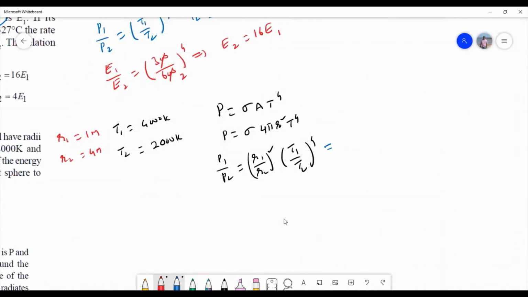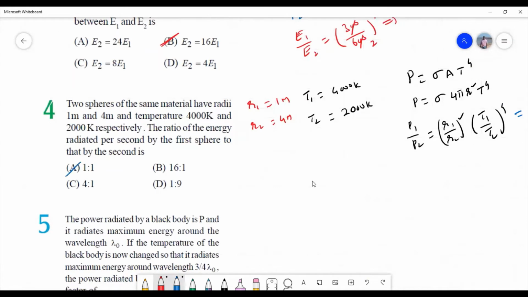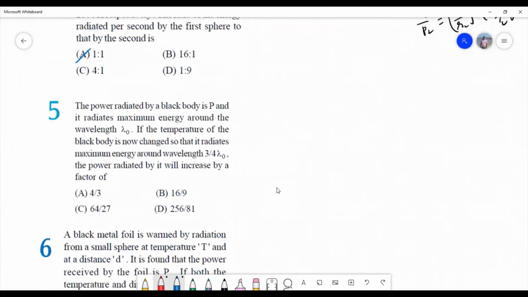So that implies R1 by R2 is 1 by 4 whole square into 4000 by 2000 whole power 4. So nothing but 1 by 16 into 16, which cancel. So the answer is 1:1. Let's check the options. Yes, option number A is the answer, 1:1. So that is a formula based problem. Let's see problem number 5.